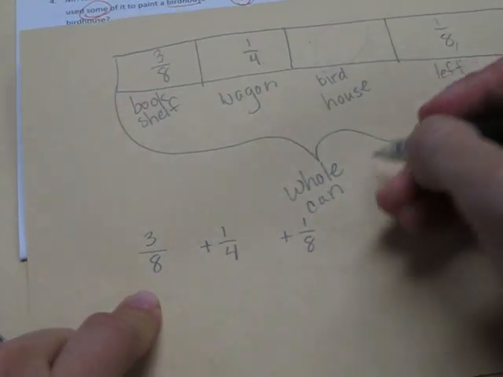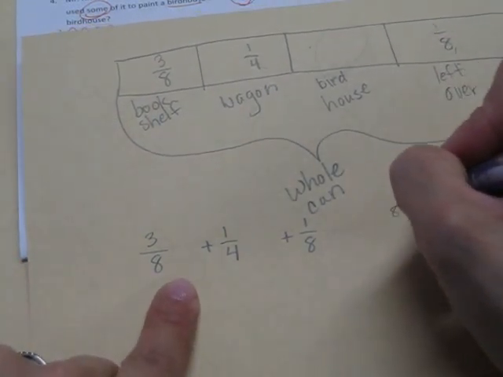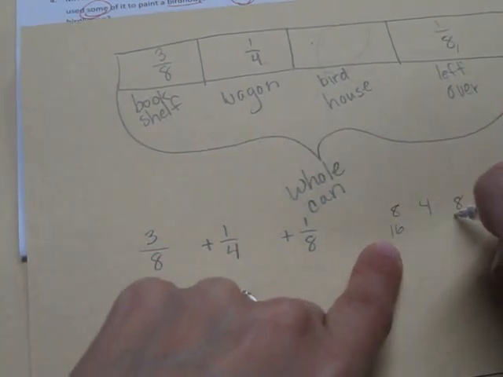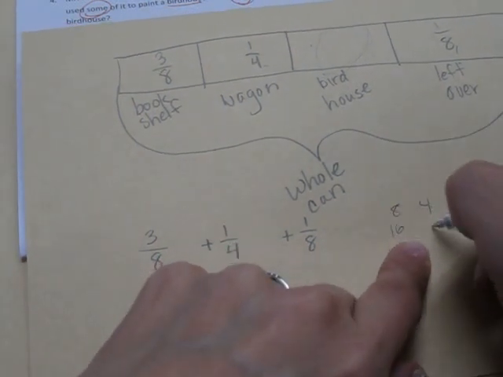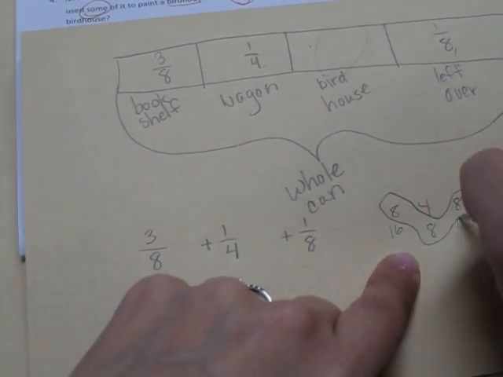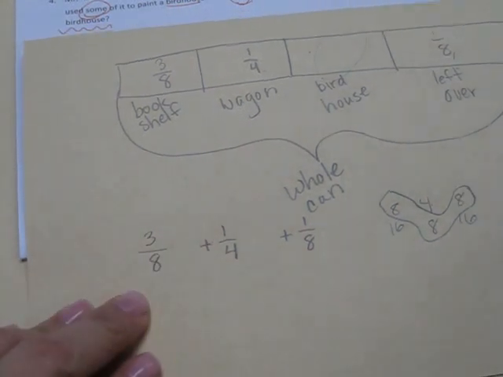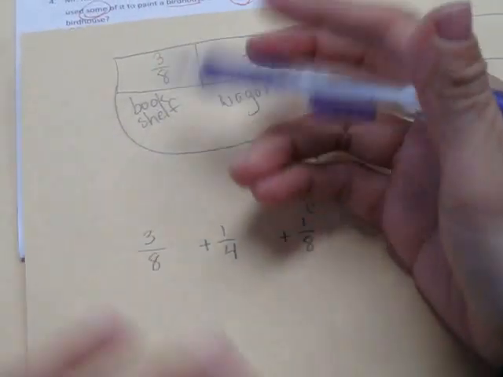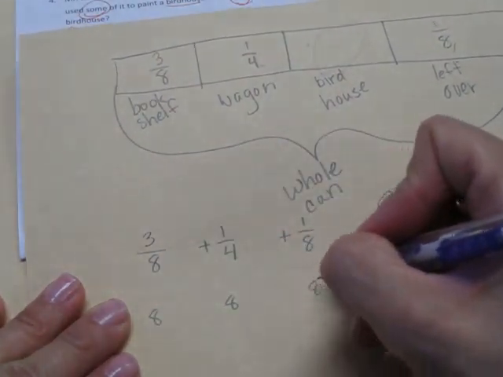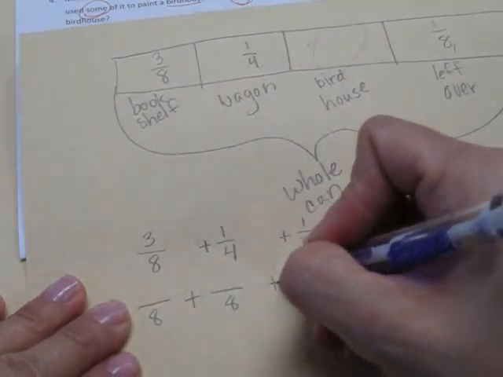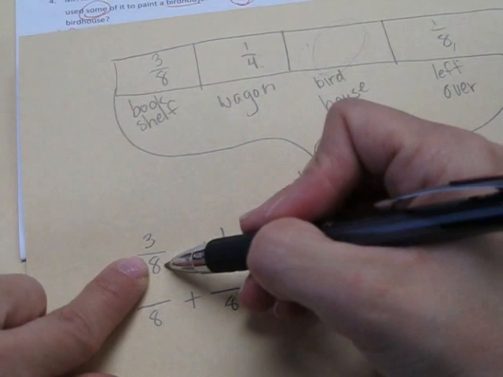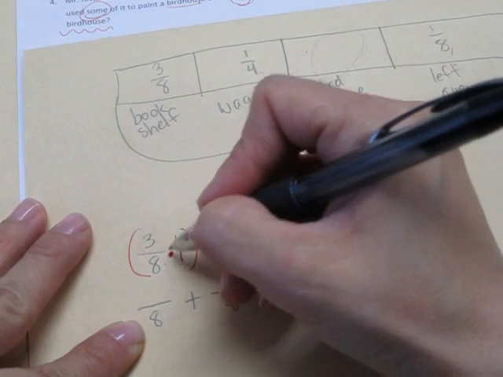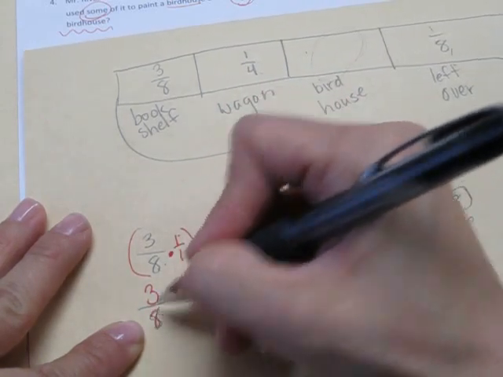So I need to find a common denominator. So my denominators I have are 8, 4, and 8. 8, 16, 8, 16. Okay, 4, 8, and I knew that right away. So there is my common denominator. My common denominator is going to be 8. So I know that all of these are going to be 8, but now I have to figure out my equivalent fractions. So what am I going to multiply this 8 by to get 8? I'm going to multiply it by 1 over 1. 3 times 1 is 3, 8 times 1 is 8.